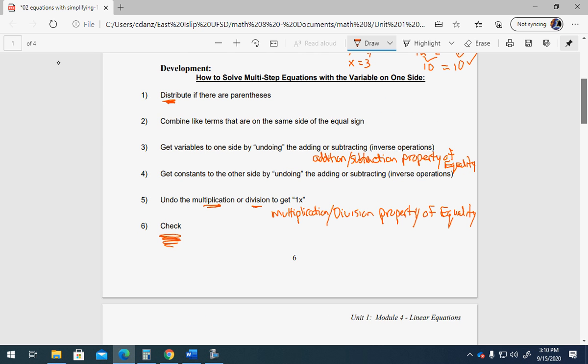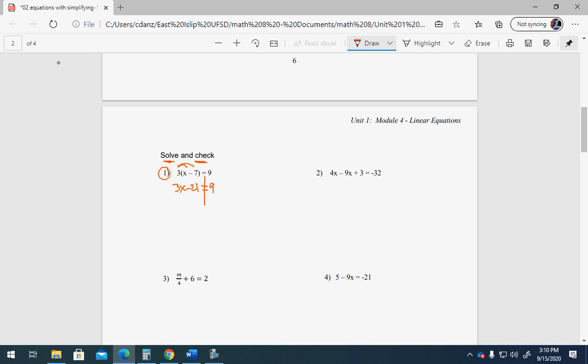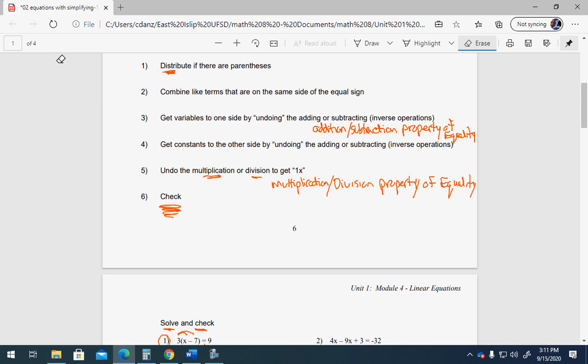Our next step says combine like terms that are on the same side. These things right here on the same side, they're not like terms, so I can't combine them. So there are no terms that I can combine. Next, it says get the variables to one side by undoing the adding or subtracting. In all of today's lesson, the variables will always still be on one side. So this step we're not doing today. We do have to get the constants to the other side.